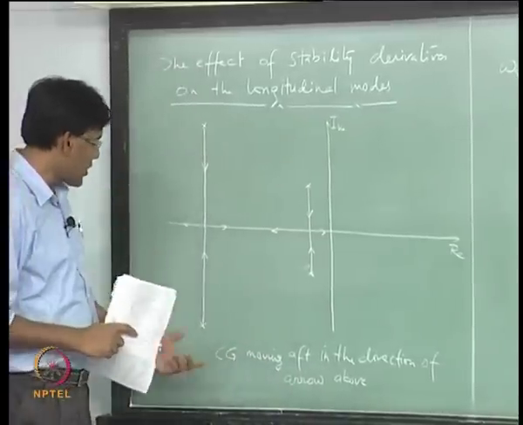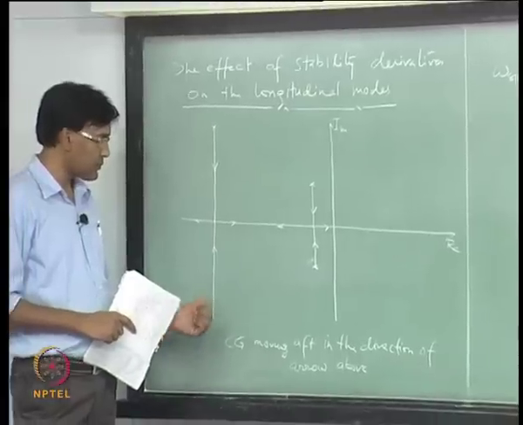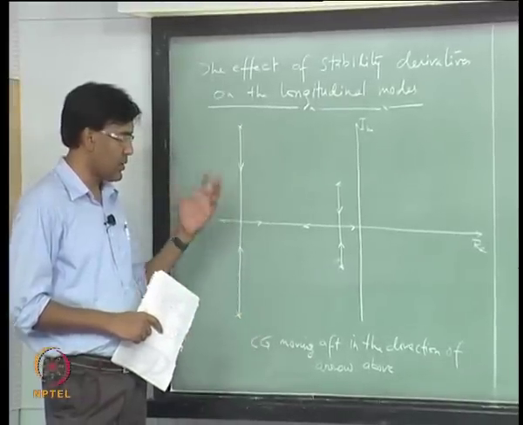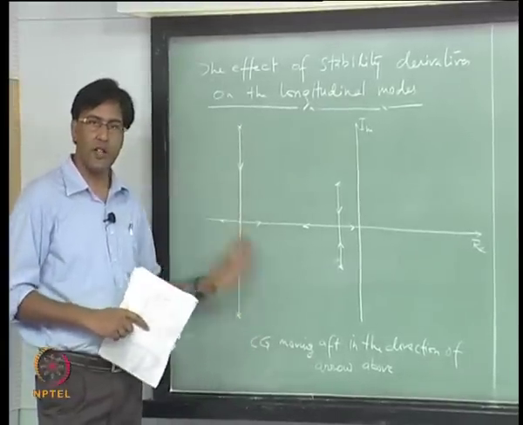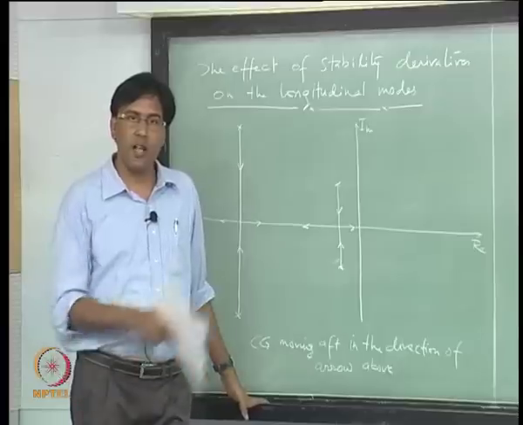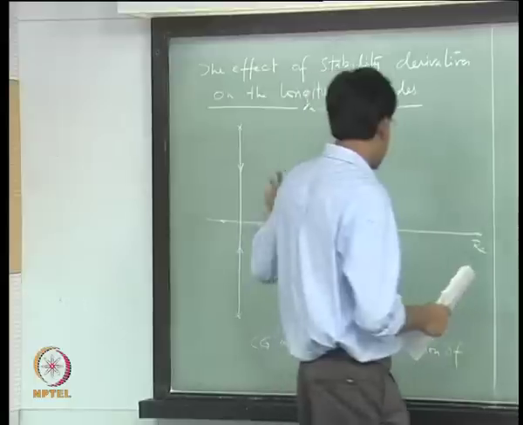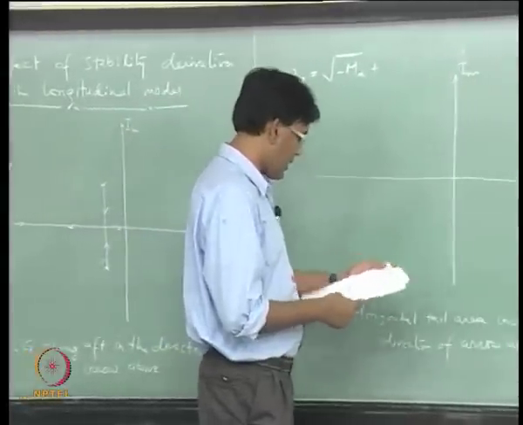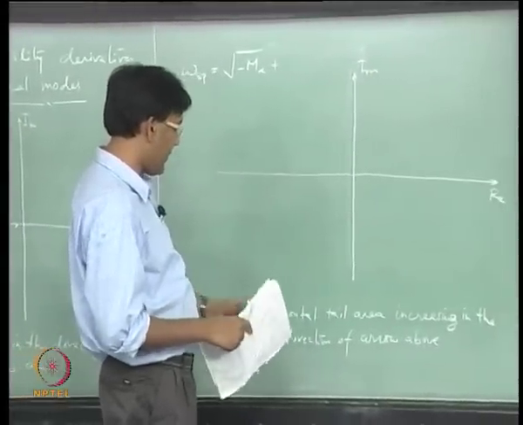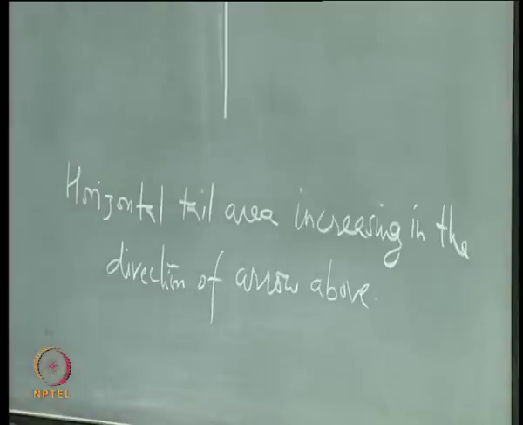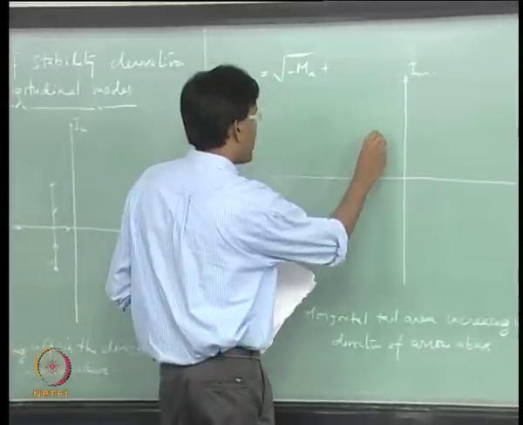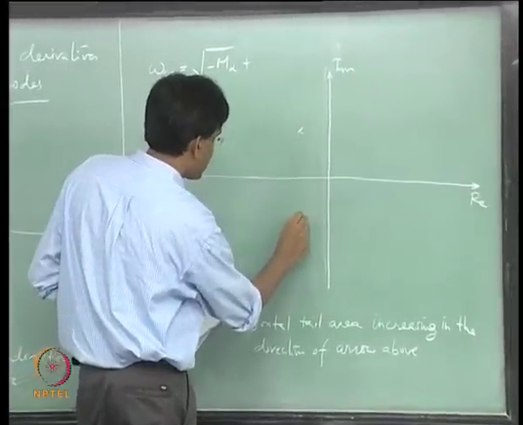And you also would want to look at the location of these eigenvalues when passengers are moving on the aircraft. So this plot gives you that information. Let's look at the horizontal tail area, the effect of changing that on the longitudinal mode eigenvalues.